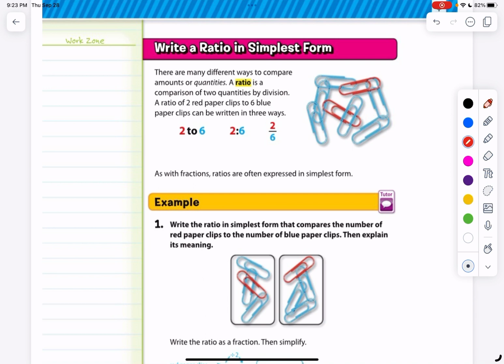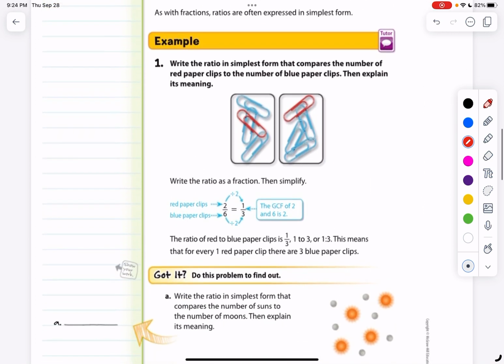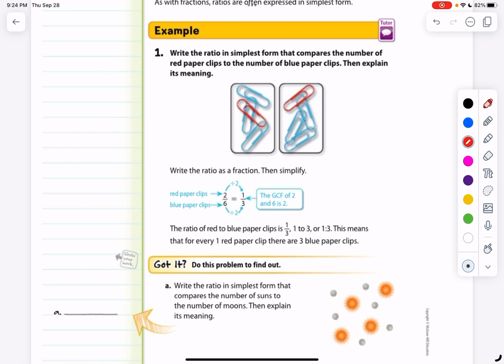There are many different ways to compare amounts or quantities. A ratio is a comparison of 2 quantities by division. A ratio of 2 red paper clips to 6 blue paper clips can be written in these 3 ways. You can say 2 to 6. You can use 2, a colon, and 6. Or you can write it as a fraction, 2 over 6. Let's take a closer look at this.